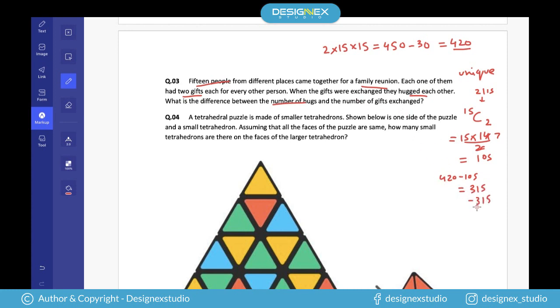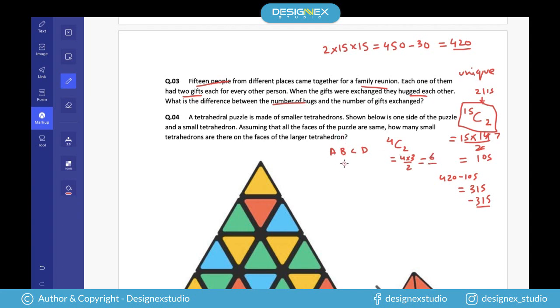For this, I'll give you an example. Say A, B, C, D are there and each is hugging the others, and you have to calculate how many hugs have taken place. The option is 4C2 for unique outcomes. That is 4 into 3 divided by 2, that is 6 outcomes.